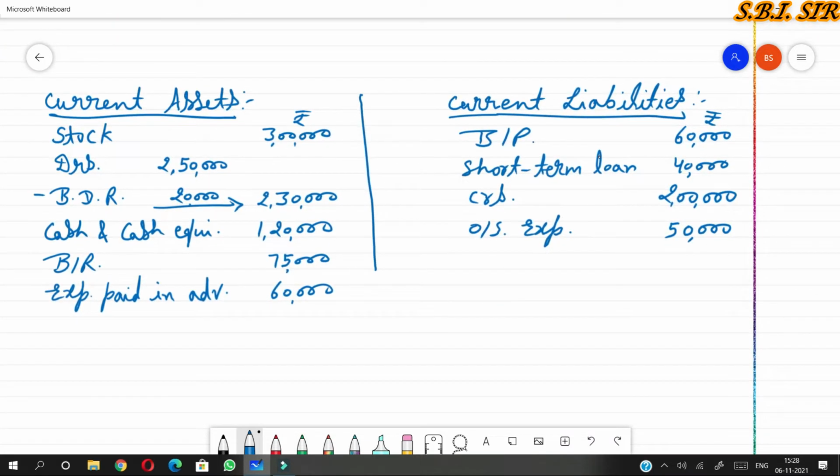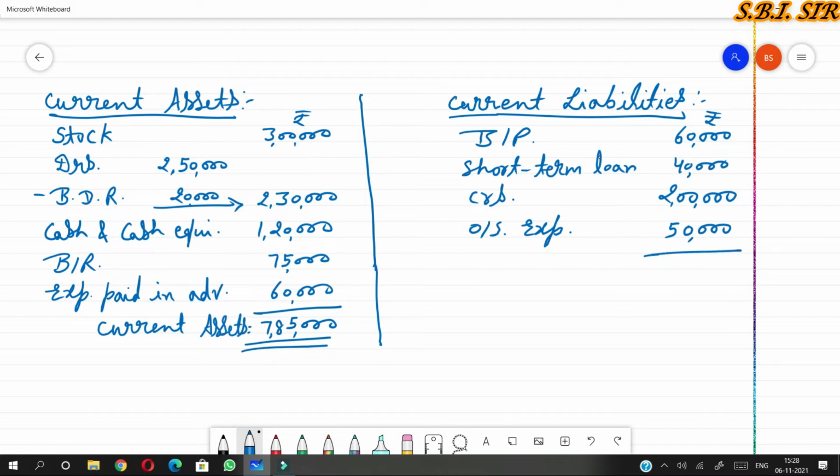Then we will make total 3 lakh plus 2,30,000 plus 1,20,000 plus 75,000 plus 60,000. The total will be 7,85,000. Then it is total current assets. Same way, we will make the total of current liabilities 60,000 plus 40,000 plus 2 lakh plus 50,000. Total will be 3,50,000. These are current liabilities.